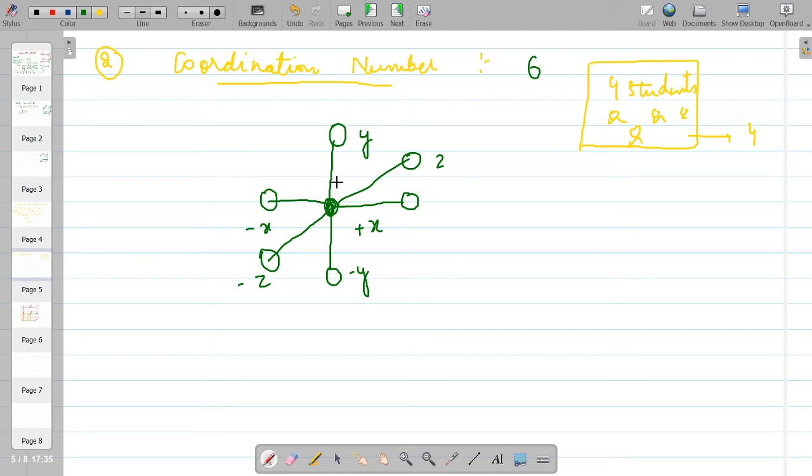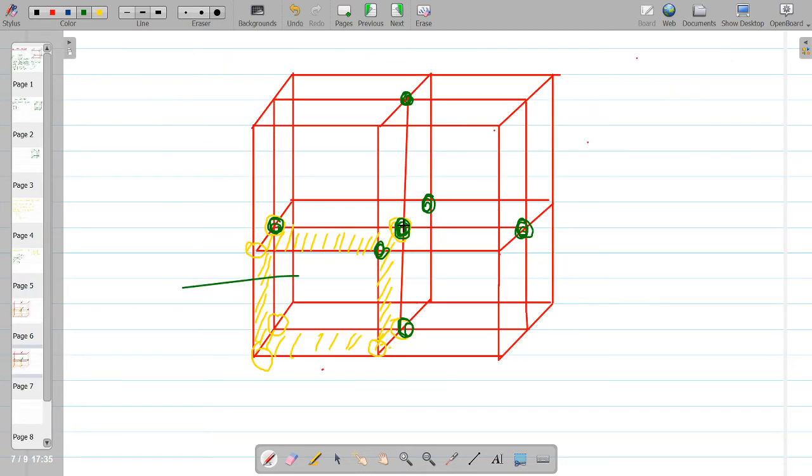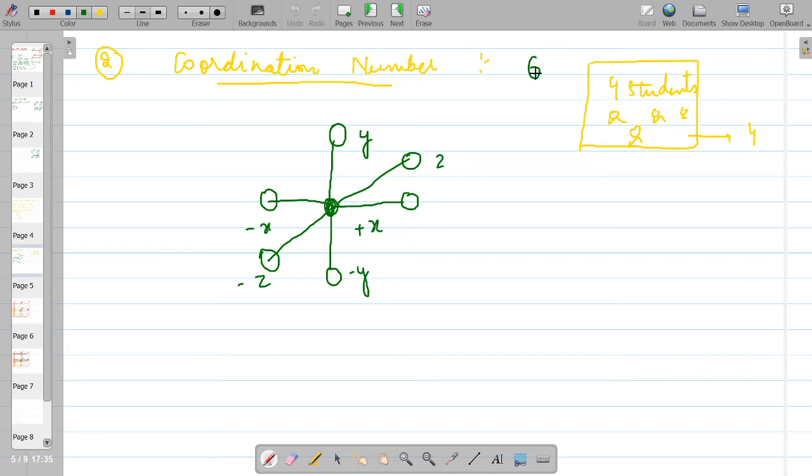So I have given you the example, and I have shown you in this figure also that each atom is surrounded by this, this, this, similarly this and this. So the coordination number for the simple cubic structure is always 6. Is it clear? Now let's proceed towards the third property, that is the relation between A and R.